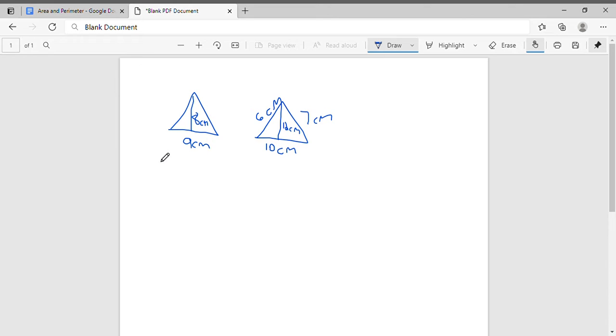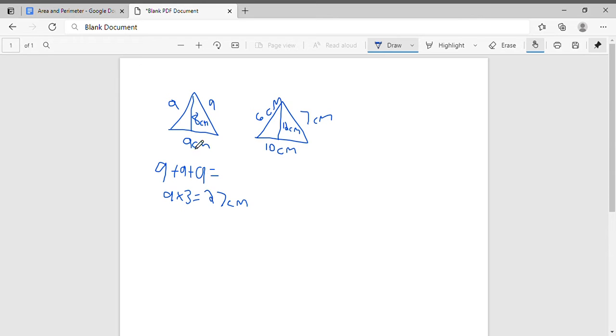So for this one, we're going to assume it's an equilateral triangle, and we're going to multiply this by 3, because if it's equilateral, that just means a 9 here and a 9 here, which is the same thing as multiplying it 3 times. So 9 plus 9 plus 9 equals 9 times 3, which equals 27 centimeters. So this would be the perimeter for this triangle.